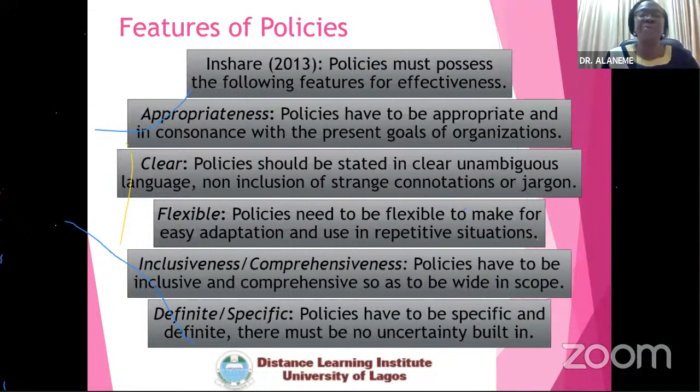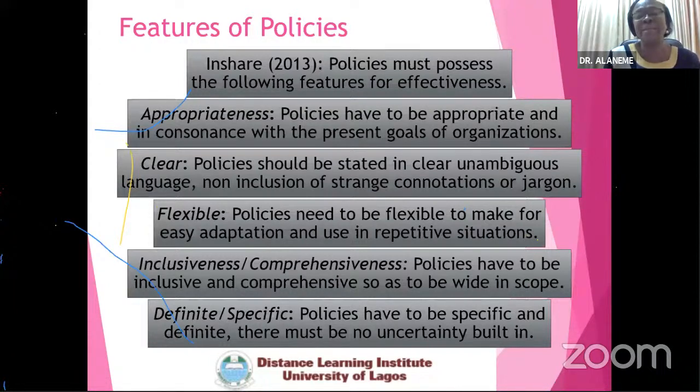Sorry for that disruption. Now, policies also must be clear. Why should they be clear? There shouldn't be any ambiguity in your policies. People should be able to interpret the policies just the way they are. You don't include strange connotations or jargon or anything that would make people give it a wrong interpretation. Your policies must be clearly stated so that everybody will understand it the same way you want. Now, it must be flexible.